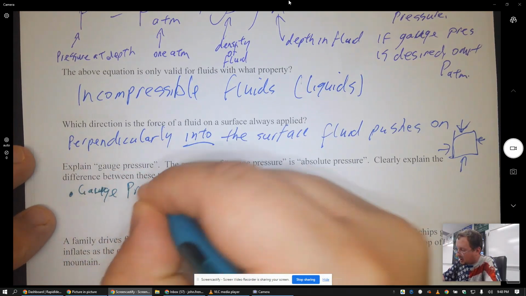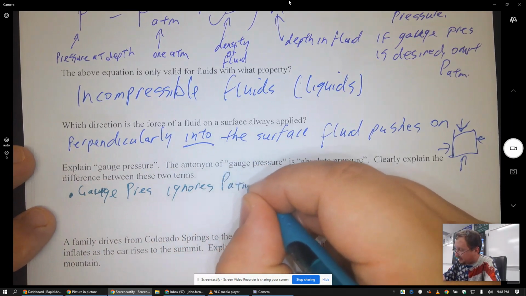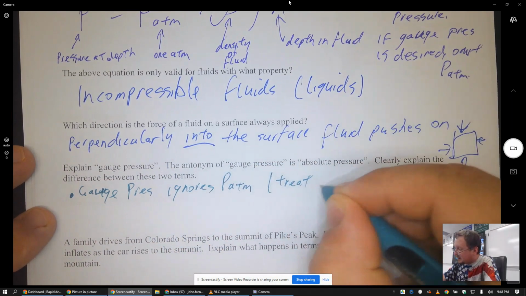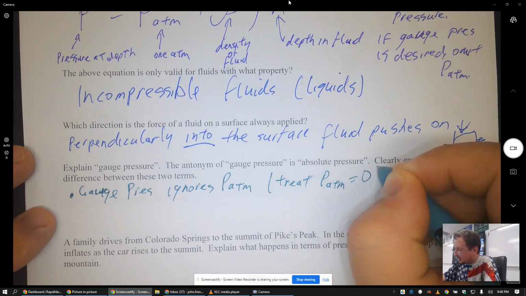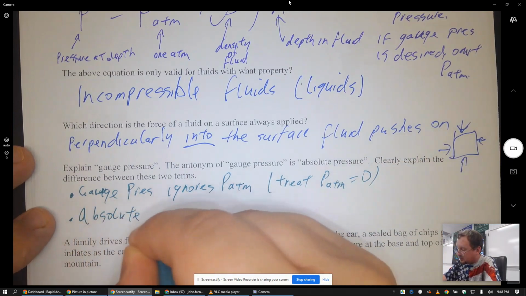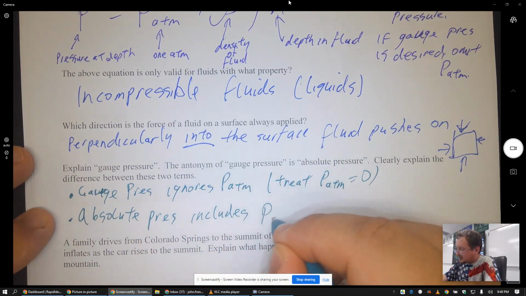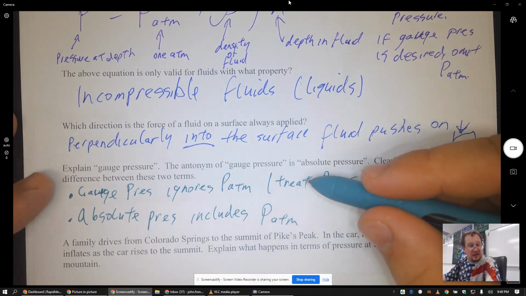Gauge pressure ignores the pressure of the atmosphere. In other words, you treat the pressure of the atmosphere as zero, right? And the absolute pressure includes the pressure of the atmosphere. Okay, when do we use which one?